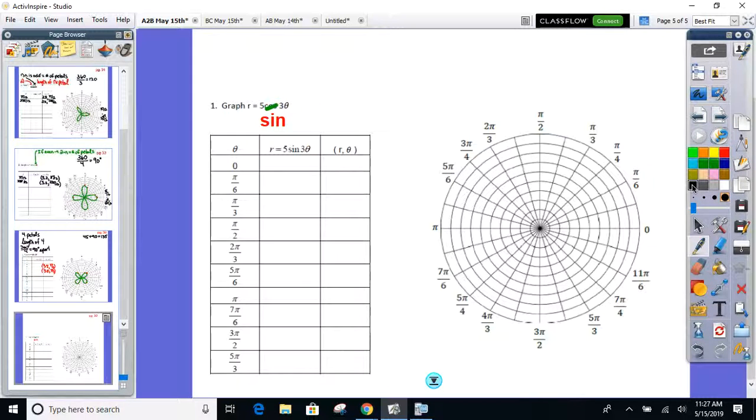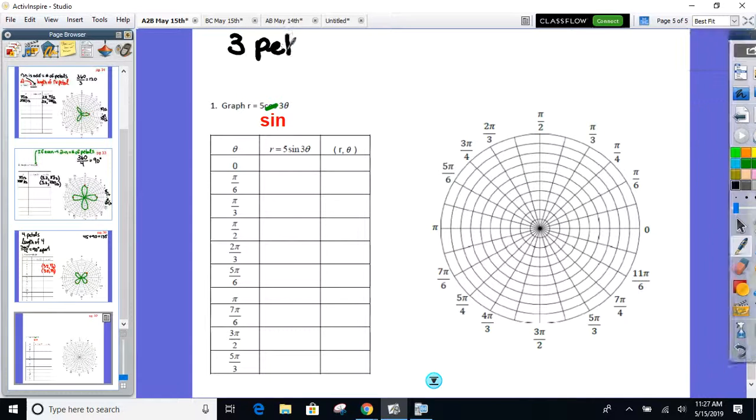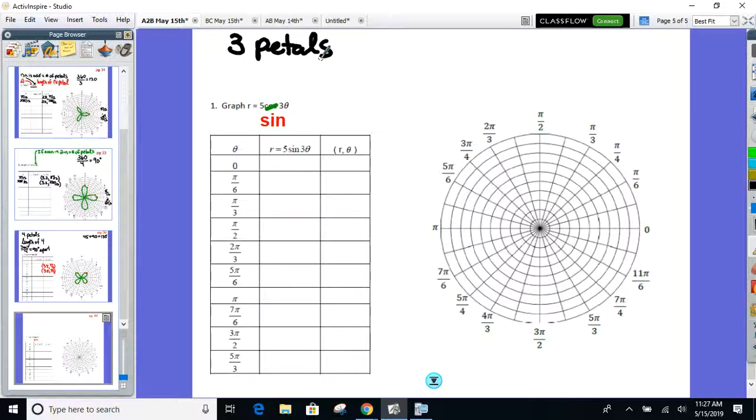All right, tell me something about this. Okay, odd. How many petals? Ooh, 3, right? If the number's odd, it's the number of petals. 3 petals. Length of each petal?